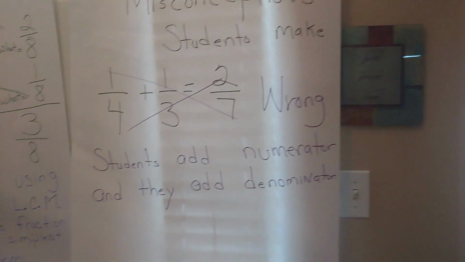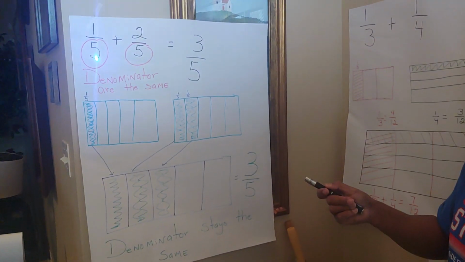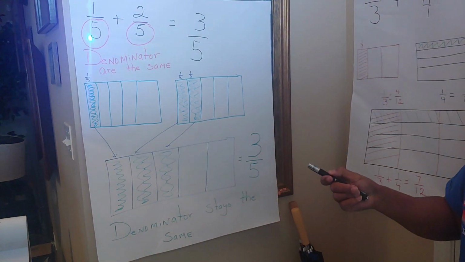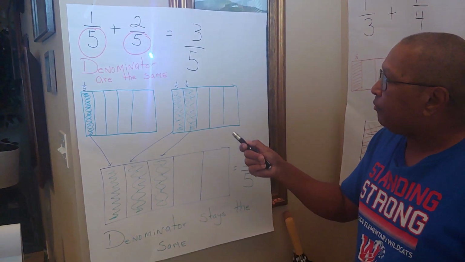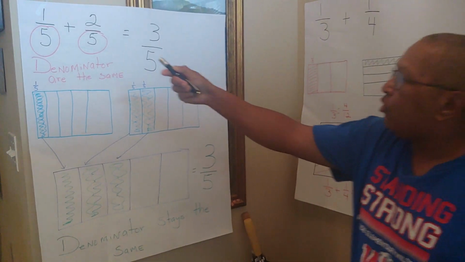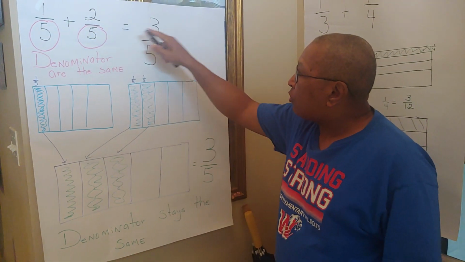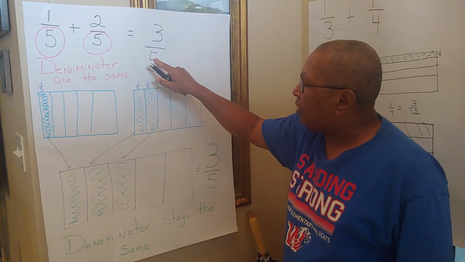Now, I want to go over some models. First, I talked about if the denominators are the same. For example, 1/5 plus 2/5. If these are the same, all you need to do is add the numerators, 1 plus 2 is 3. Your denominators will stay the same.